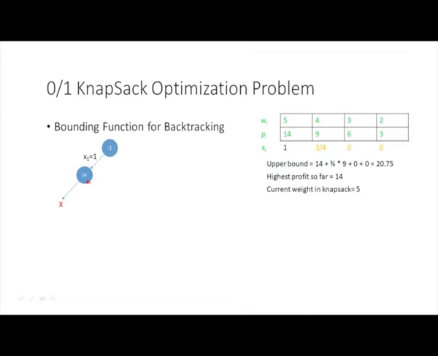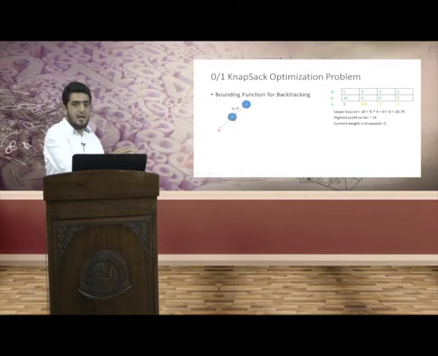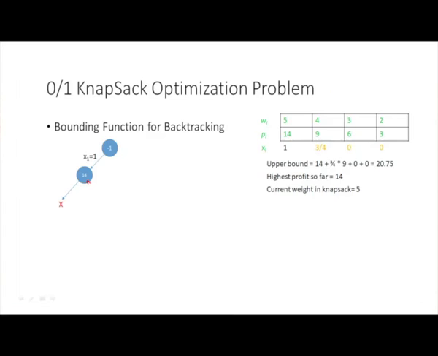As I said, we will only be computing the upper bound when we are creating the right child. For the left child, that is when we consider the item, the upper bound does not change, so it remains the same. In addition to that, we may also need to check whether the next item to be added overfills the knapsack or not. In this case, the current weight of the knapsack is 5 at this particular point.